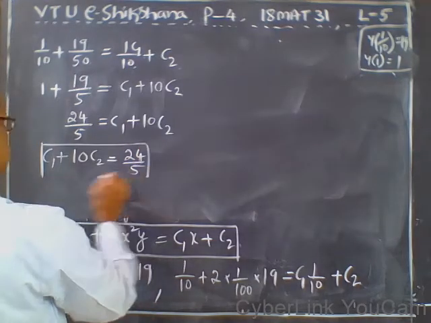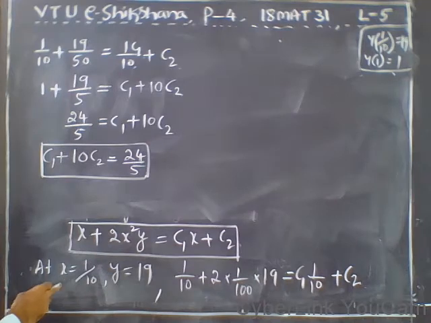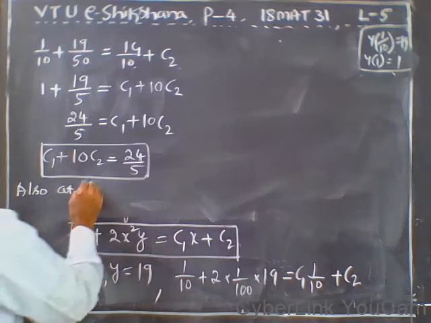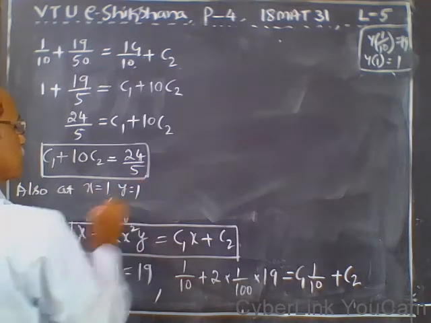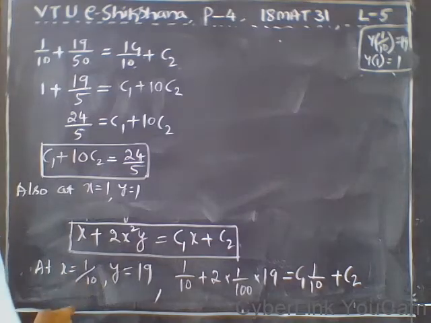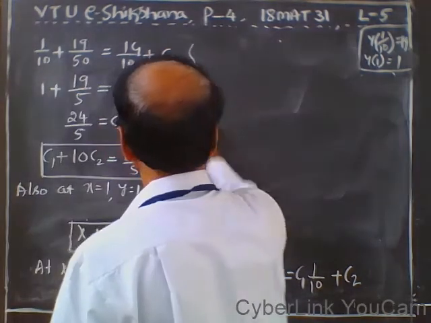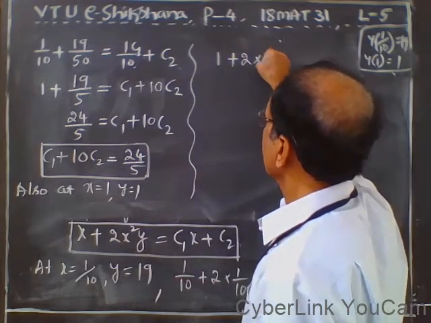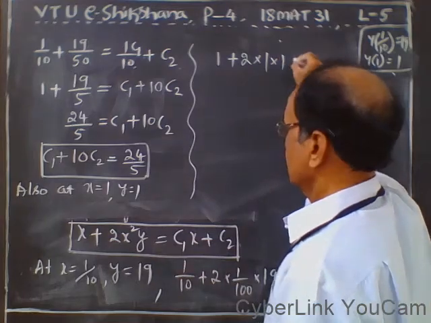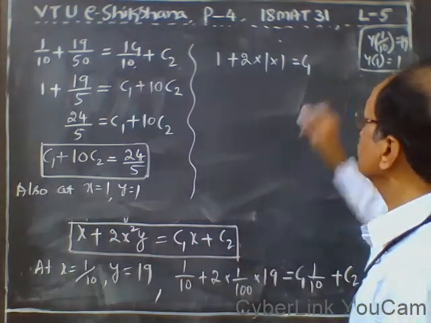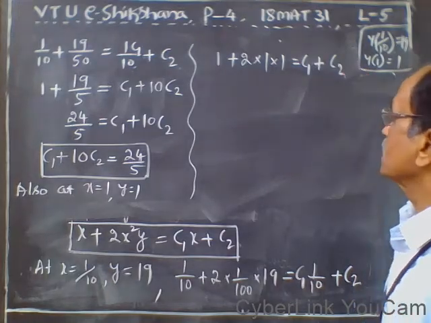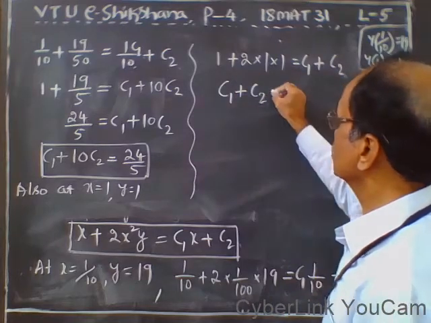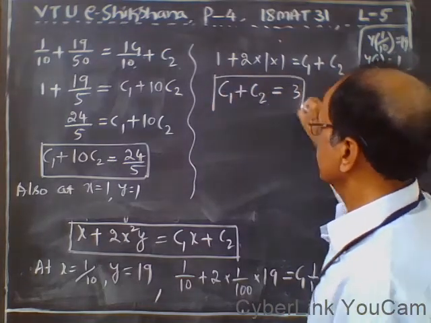We have one equation by substituting one condition. Similarly, at x equal to 1, y is equal to 1. Let us see what this value comes to be. x equal to 1 means 1 plus 2 into 1, and y is also 1, equals c1, x is 1, plus c2. Therefore, c1 plus c2 equals 1 plus 2, that is 3, the second equation.